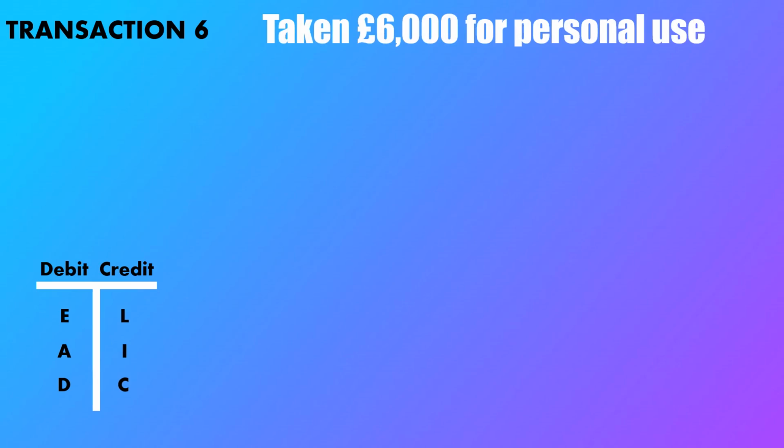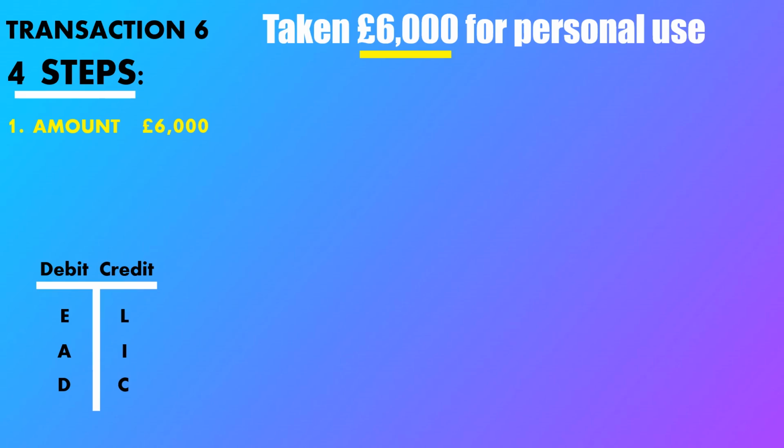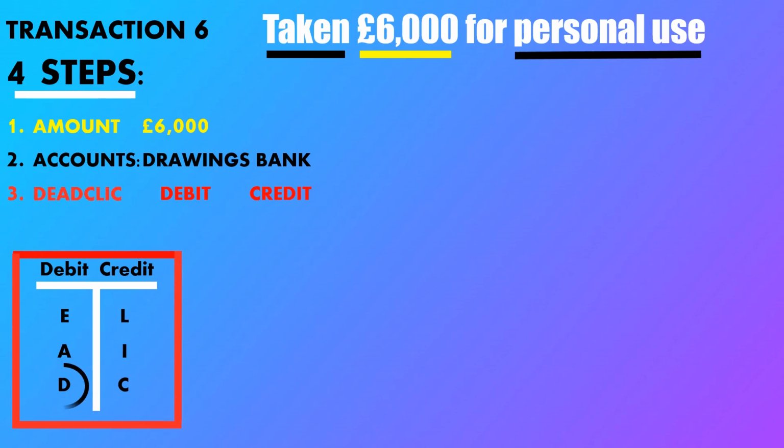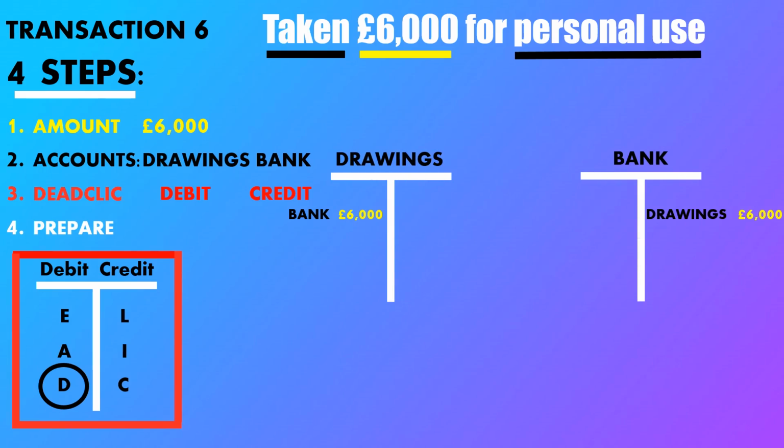Moving on to transaction 6. Transaction 6 says they have taken £6,000 for personal use using the 4 steps. For step 1, it is £6,000. For step 2, it is drawings and bank, as the word personal use relates to drawings, and since the money has been taken out of a business, it relates to bank. For step 3, we will debit drawings, which will leave us to credit bank. Now we can prepare T accounts. We will debit £6,000 in the drawings account and credit £6,000 in the bank account.